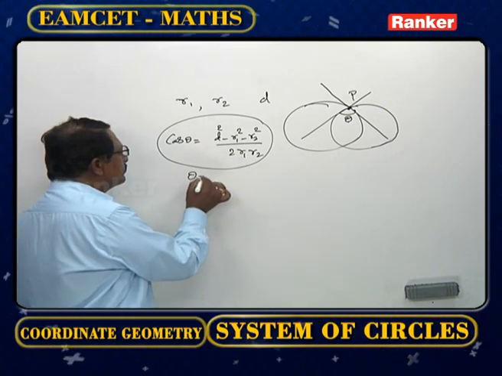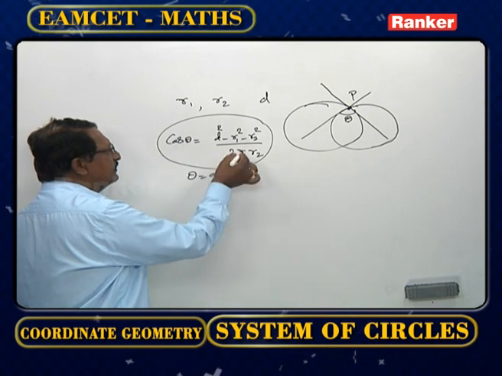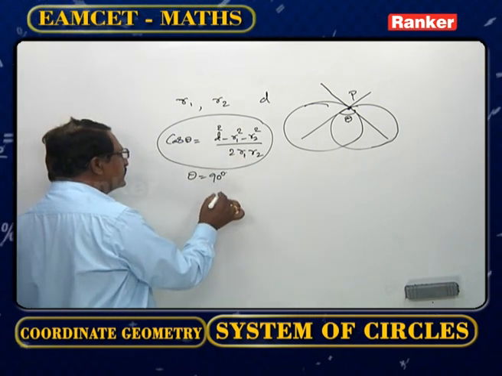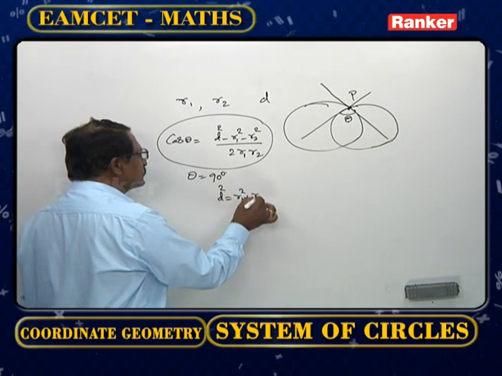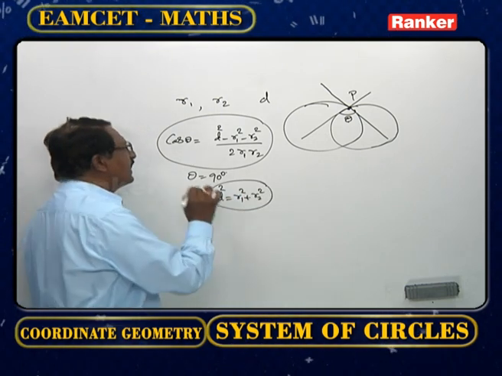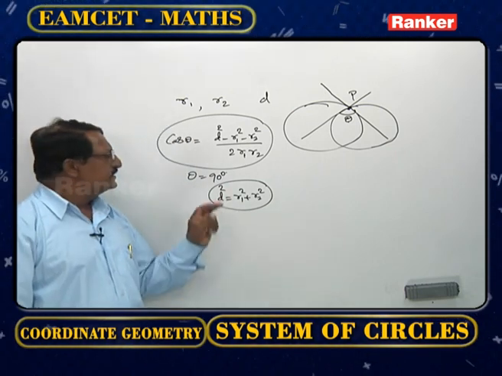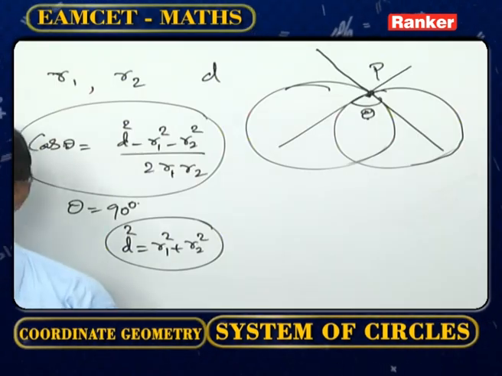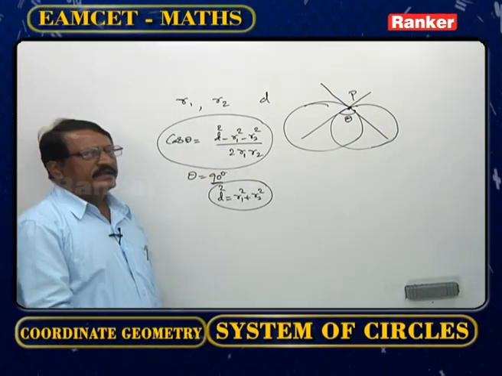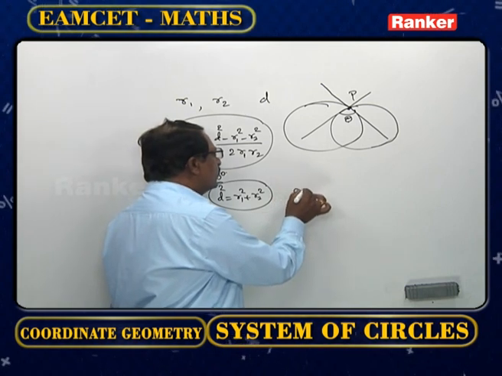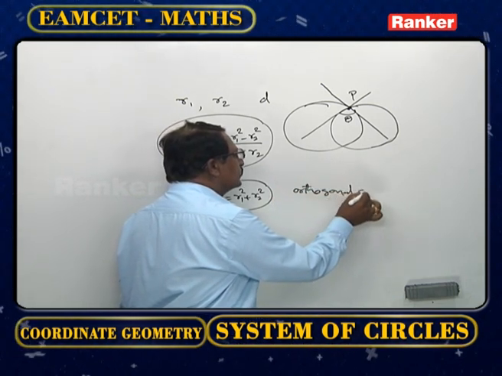Suppose theta equals 90 degrees. Now cos 90 is 0, and by cross multiplication we get d square equals R1 square plus R2 square. If the angle between the circles is 90 degrees, then the condition is d square equals R1 square plus R2 square. Then the circles are called orthogonal circles.